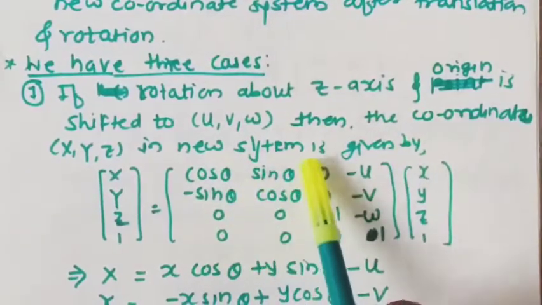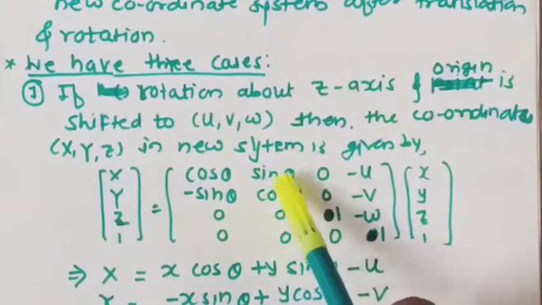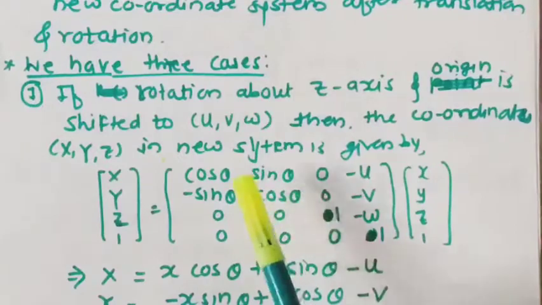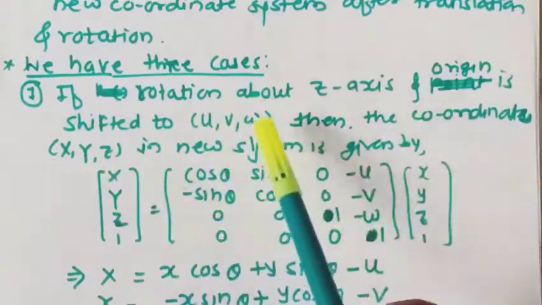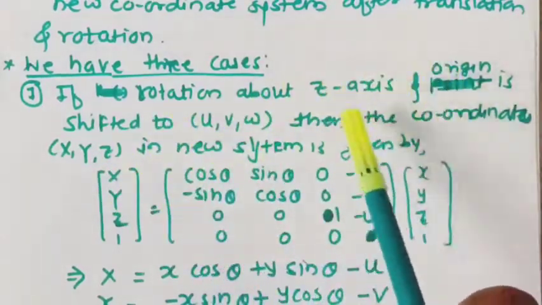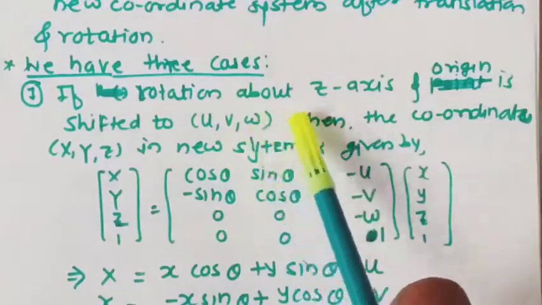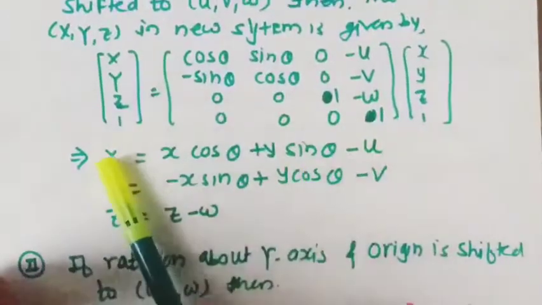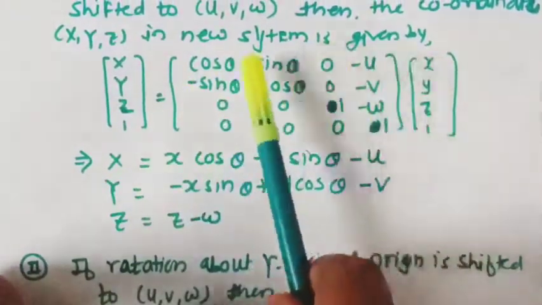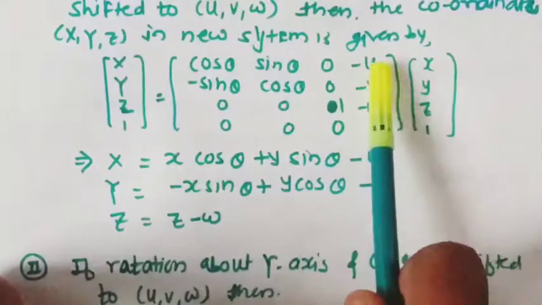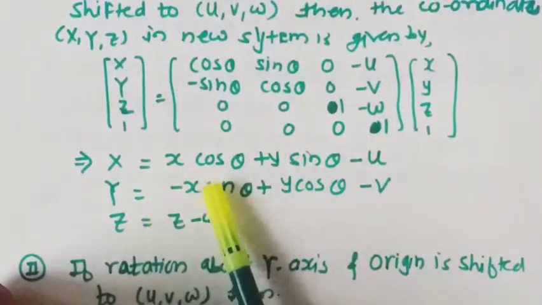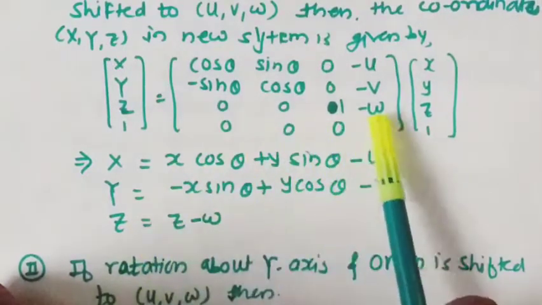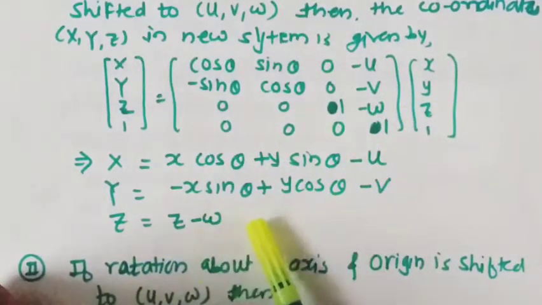And this 2 by 2 submatrix is cos theta, sin theta, minus sin theta, cos theta. So this formula is for when rotation is about the z axis and the origin is shifted to the point u, v, w. Now if we multiply these two matrices, we get the value of capital X as x cos theta plus y sin theta minus u. The value of capital Y as minus x sin theta plus y cos theta minus v. And the value of capital Z as small z minus w.